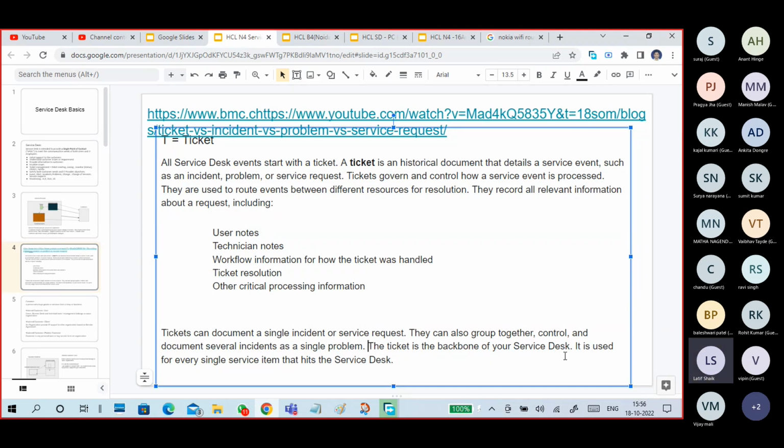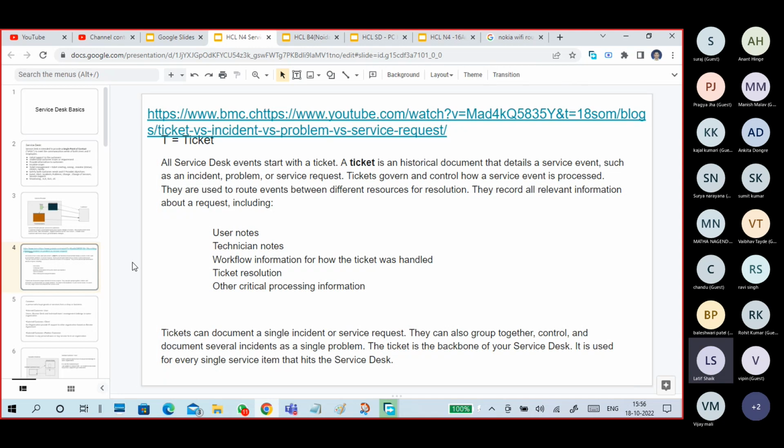A ticket is the backbone of your service desk. It is used for every single service item that hits the service desk. So whenever you get an issue from the customer, obviously a ticket will be created and it mentions what the issue or request is. Understand?